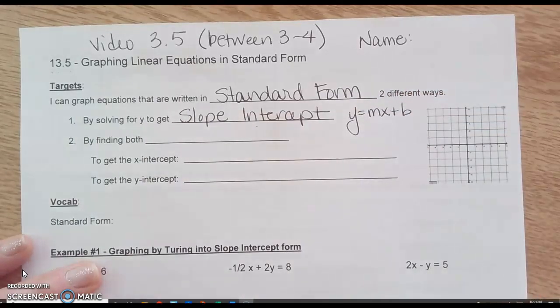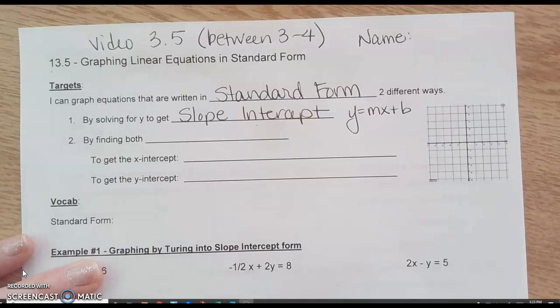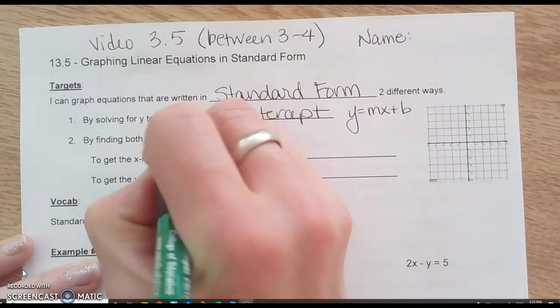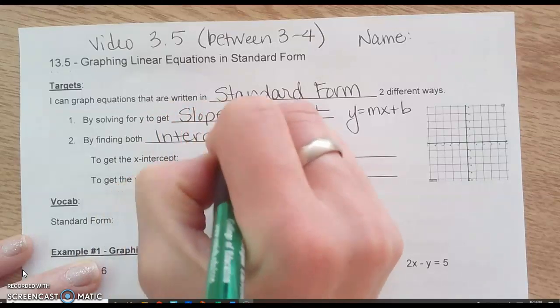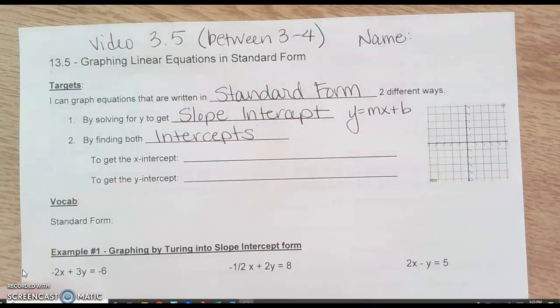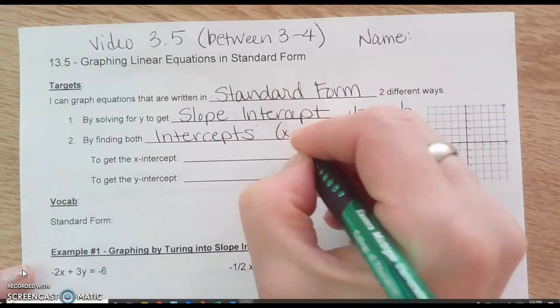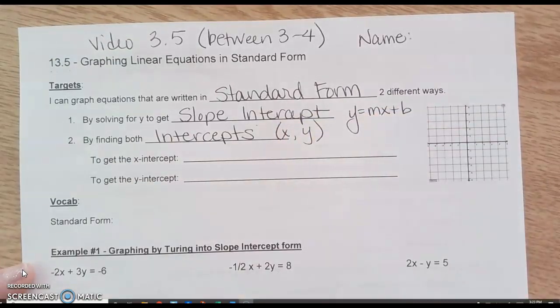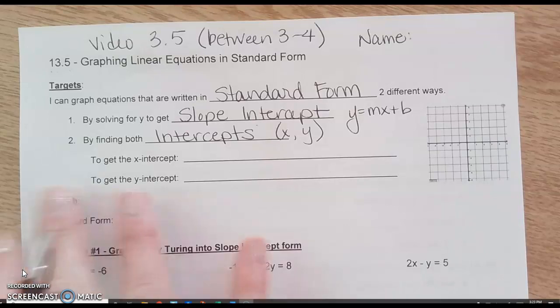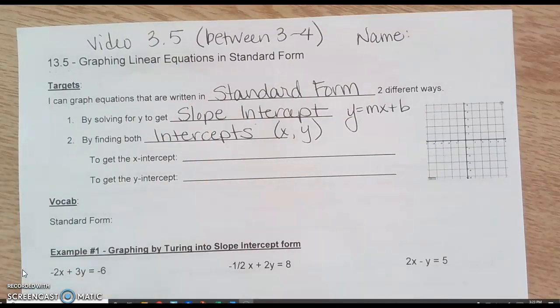Okay? The second way, and we'll do examples of both of these, the second way is to find both intercepts. Okay, find both intercepts, the x and the y intercepts, and then graph from there. Okay, so we'll look at examples of that. But I want to have just the methods and the steps right here for you.